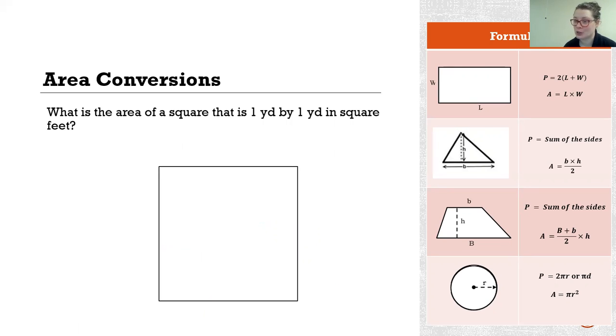Now, to start with our area calculations, we're going to calculate the area of several squares to develop area conversions. So in this question, it says, what is the area of a square that is 1 yard by 1 yard in square feet? So the first thing I would do in a question like this, I want square feet for my answer. A square is just a type of rectangle, so we know the formula for area is going to be length times width. Now 1 yard is equal to 3 feet.